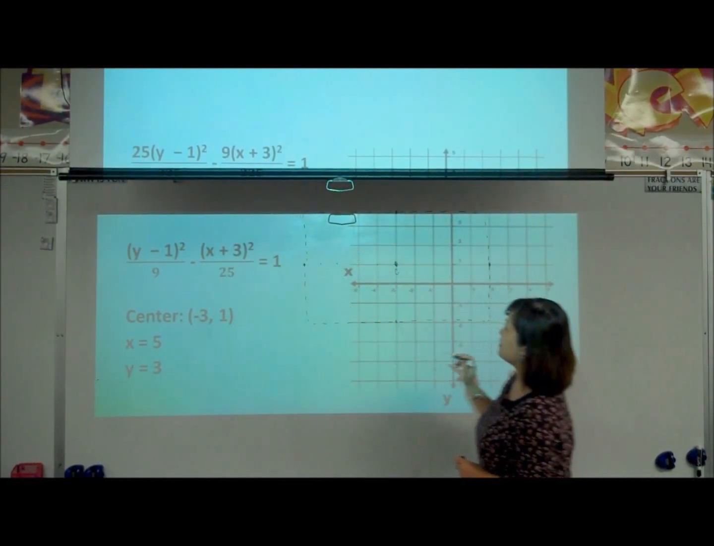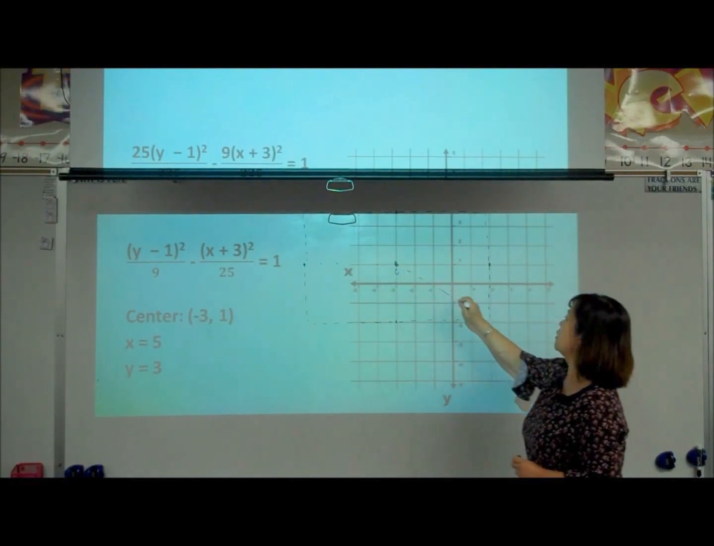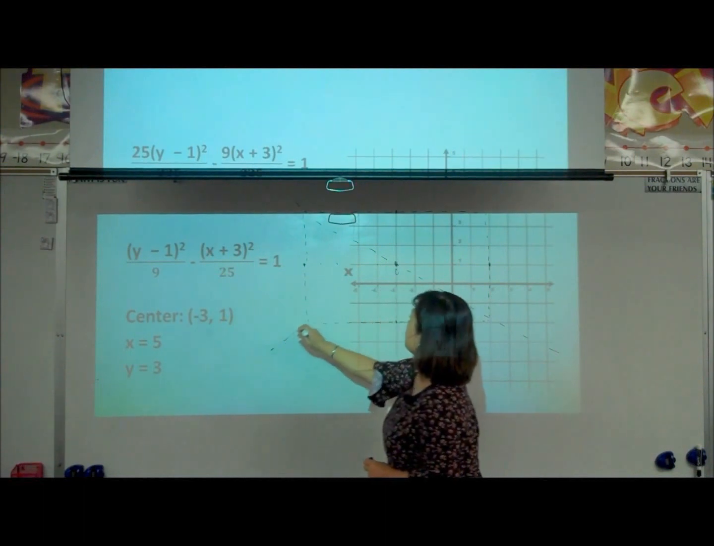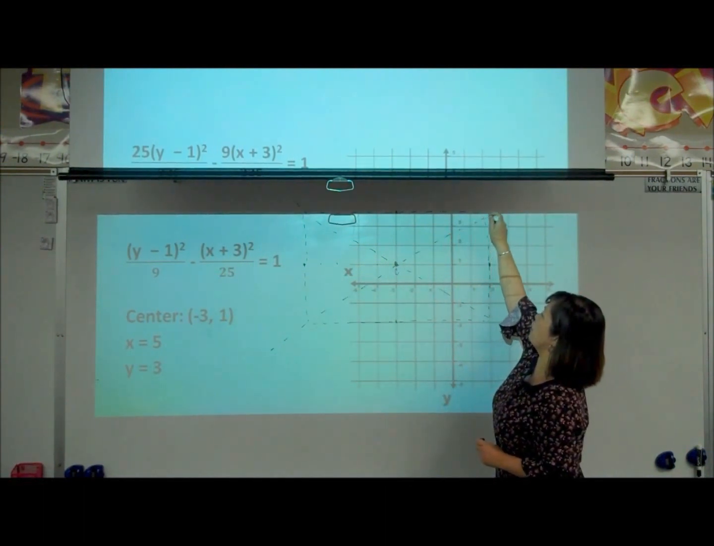And then we have to do the asymptotes that go through the center. The vertical asymptote or slant asymptote that goes through the center. So make sure it goes through the center. And then we draw the hyperbola.